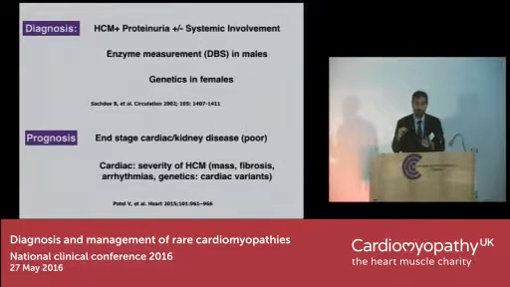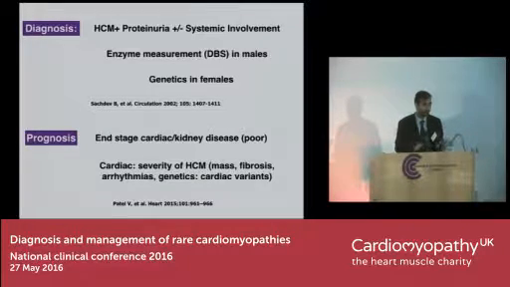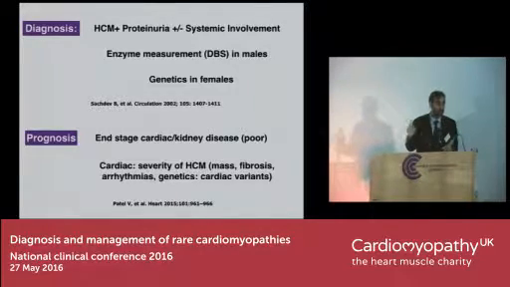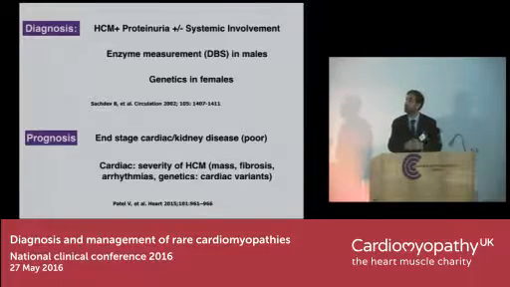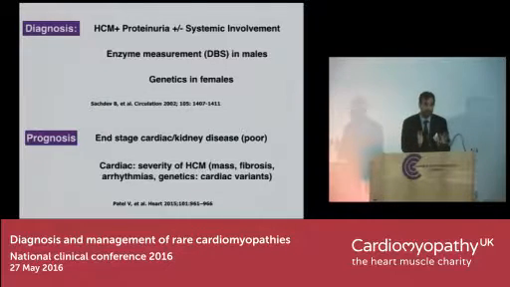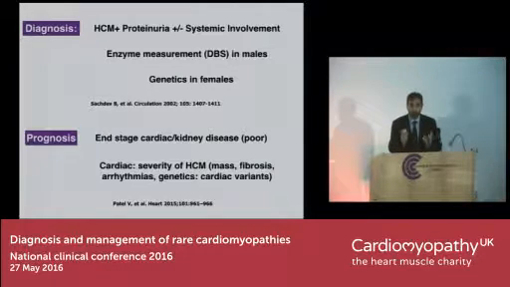And we need to remember that the diagnosis is related to measurement of the enzyme in males, while in female carriers, the enzyme is not enough, because females are a mosaicism, and so the enzyme can be normal. And so we really need genetics to have a diagnosis in female. Prognosis is related, of course, to the stage of the disease. So a cardiac and kidney advanced disease has really poor prognosis, and even therapy is not enough to reverse the phenotype.